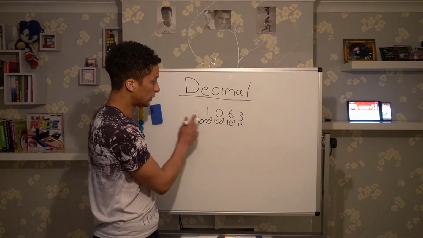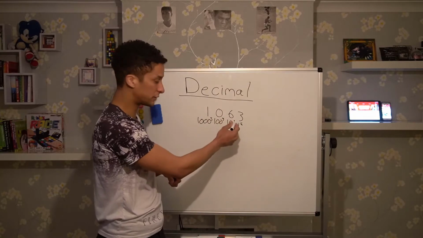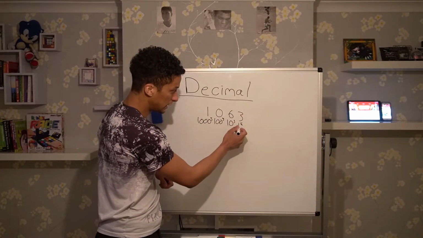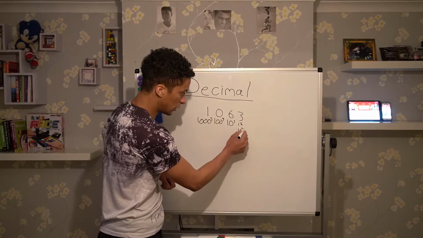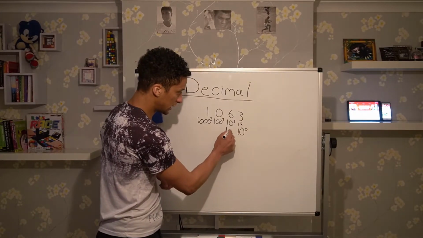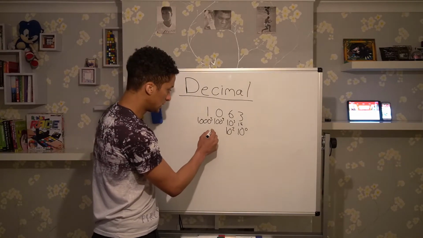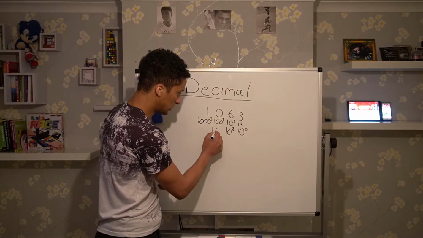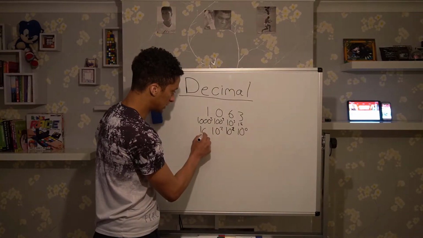Okay, so these are also all powers of 10. So this column is 10 to the power of 0. This column is 10 to the power of 1. This column is 10 to the power of 2, and this column is 10 to the power of 3.